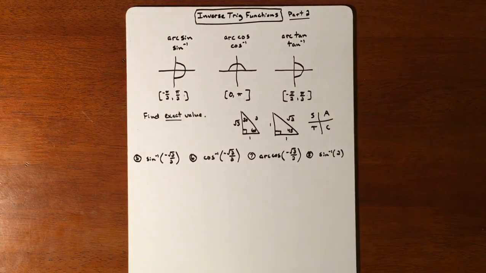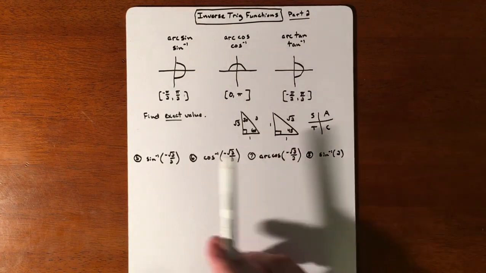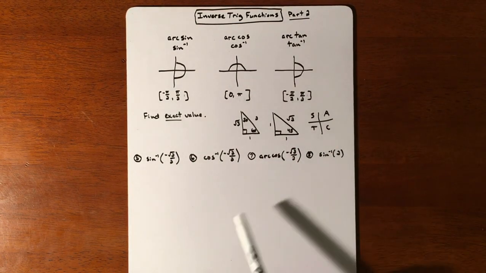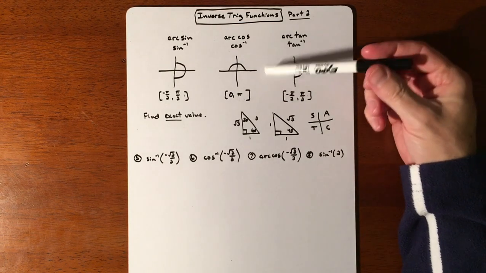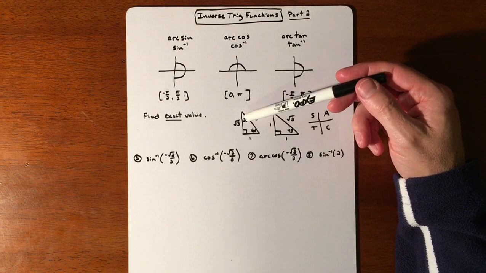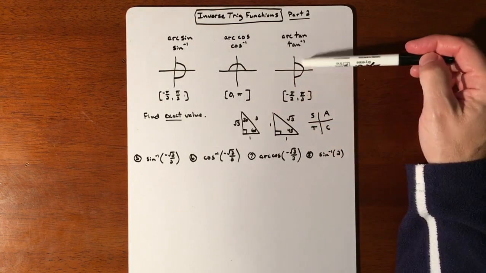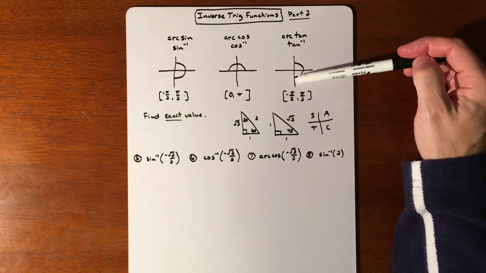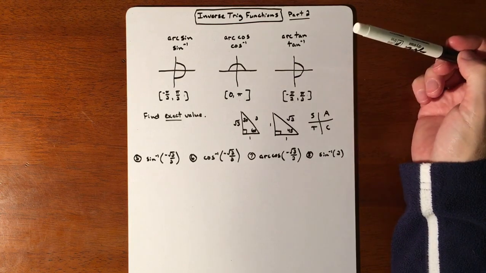This is part two of some inverse trig functions, kind of an introduction to it. And we are just looking for the exact value of these inverse or arc cosine, sines, and tangents. We're going to be pulling answers from most likely some of our special right triangles, and these are our restrictions. So sine can only go from a negative 90 to a positive 90, same thing with tangent, and cosine is going to go from a 0 to pi.